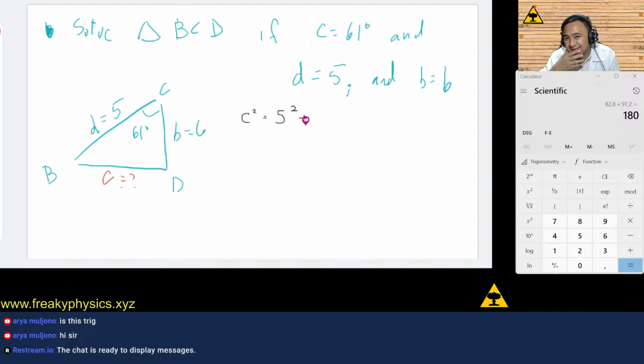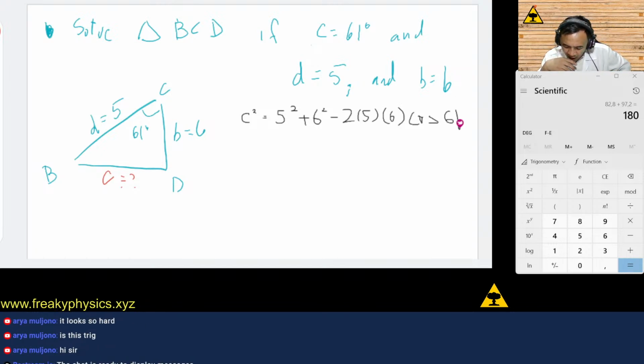5 squared plus 6 squared minus 2 times 5 times 6 cosine 61. So this is 25 and 36. Right. And that would be 61. Correct.